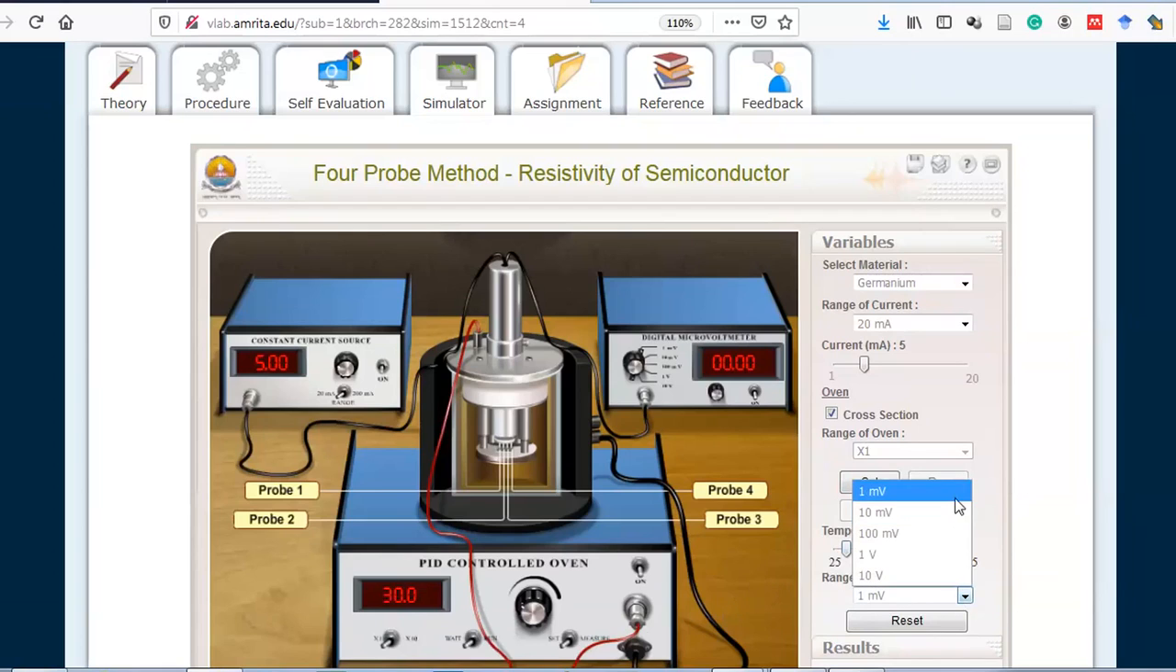So you see there are multiple categories: 1 millivolt, 10 millivolt, 100 millivolt, 1 volt, 10 volt. So right now by default it is at 1 millivolt, but you see there is zero in the display in the voltmeter. Let me annotate. In this voltmeter it is displaying 0. Why? Because the voltage value is more than this millivolt range, that is why you see 0 over here.